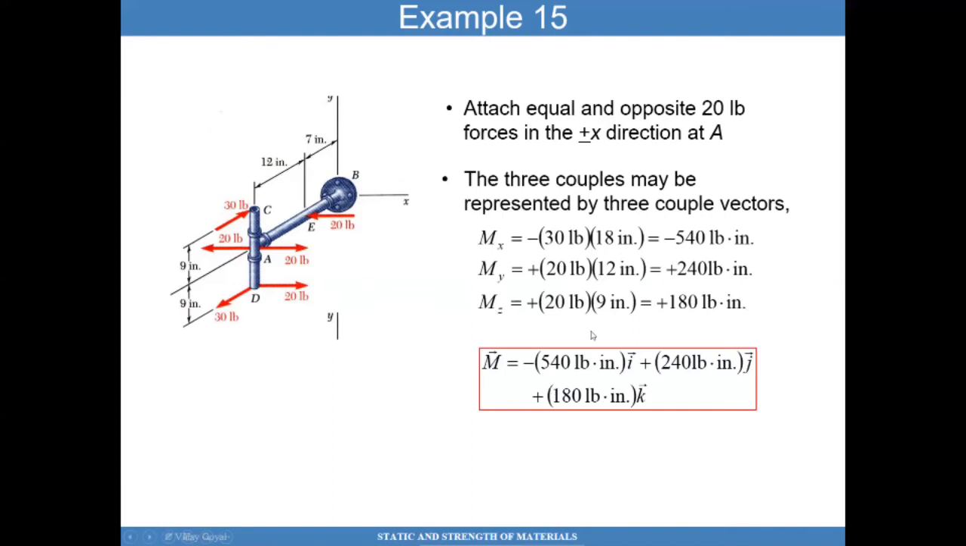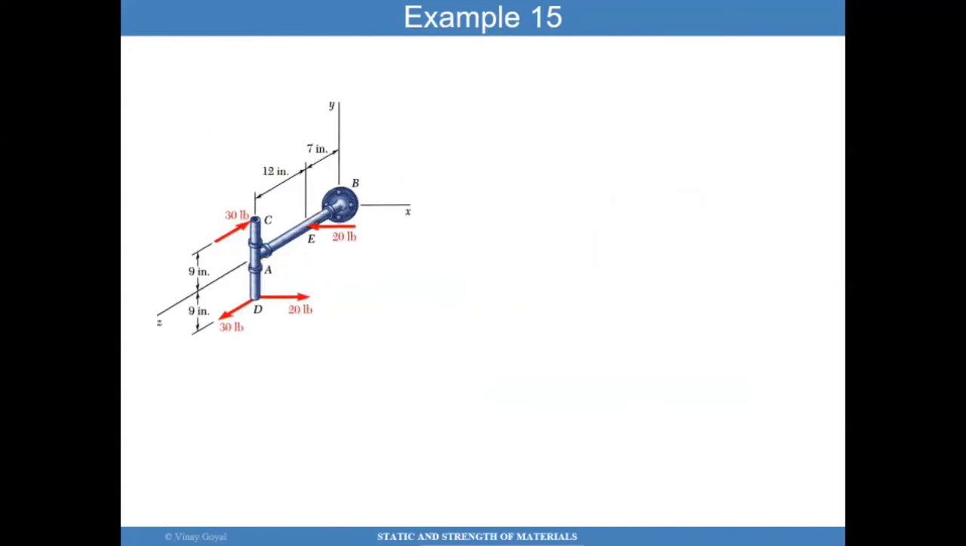So that would be a quick way of doing it. In vector notation, it will be M hat, and then you can put these components in each of the i, j, and k directions. So that's one way of doing this problem.